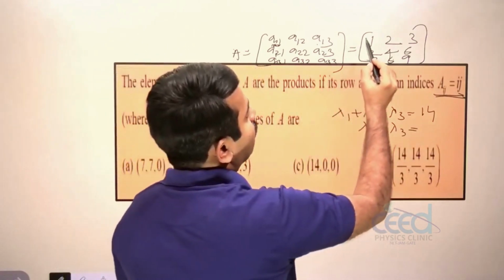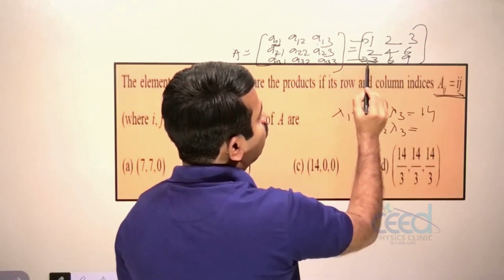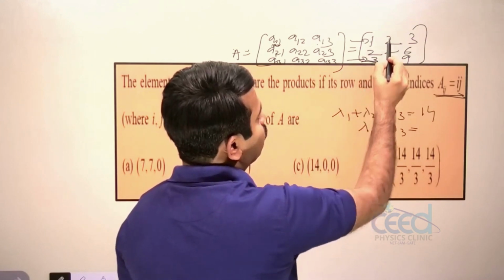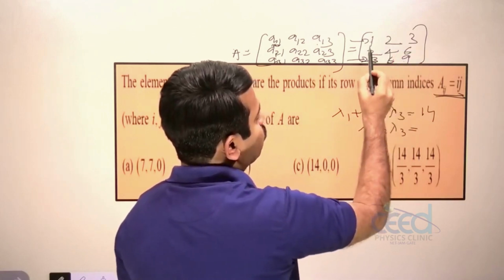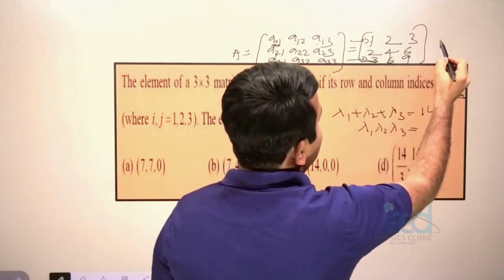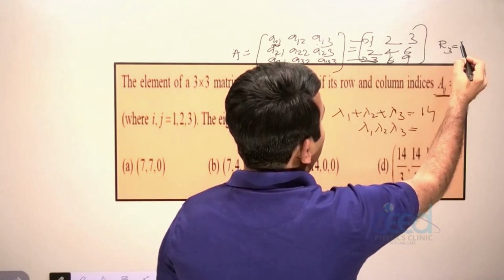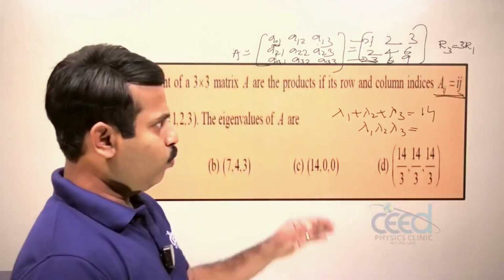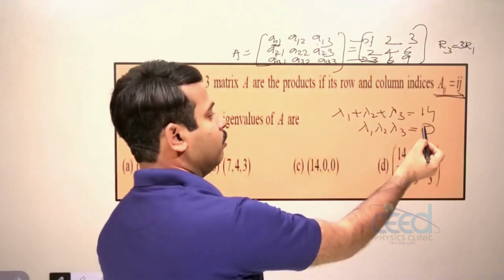Here this row is a multiple of the first row: 1 into 2, 1 into 3, 3, 2 into 3, 6, 3 into 3, 9. So you can see R3 is equal to 3R1. If one row is a constant multiple of another row, the determinant is definitely zero.